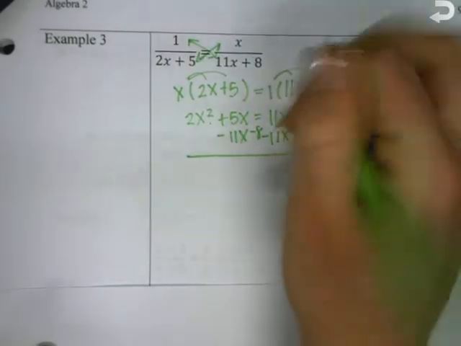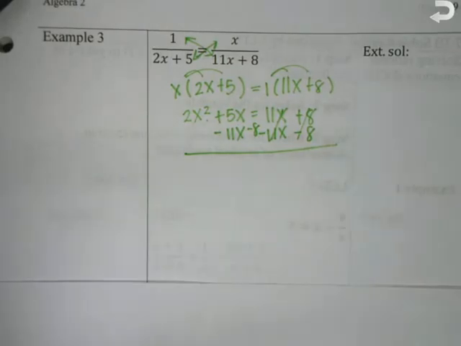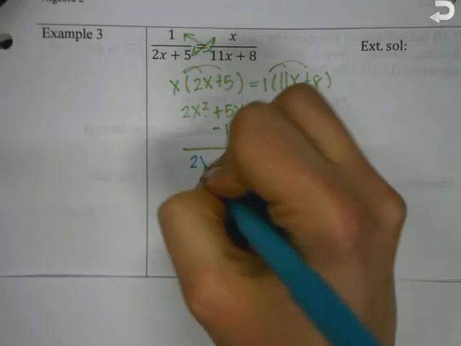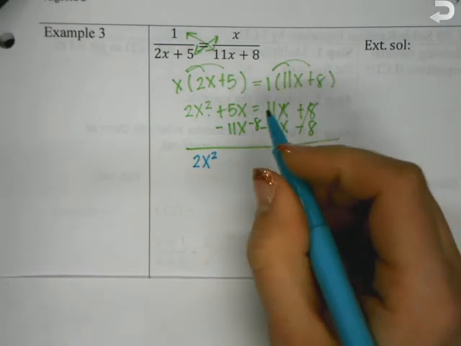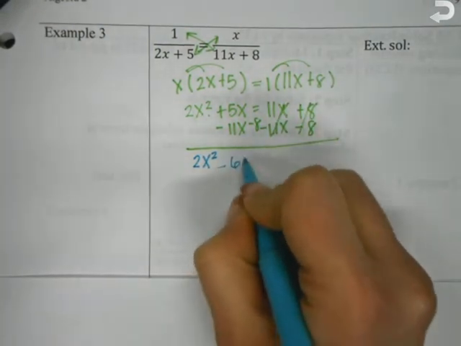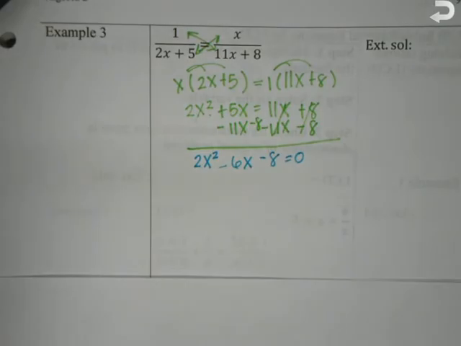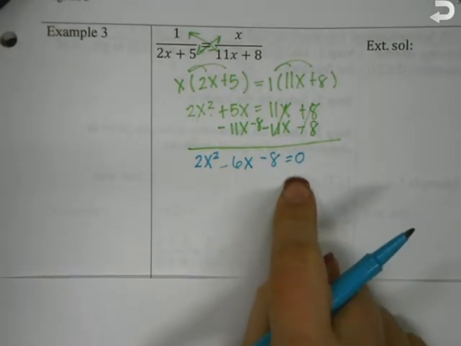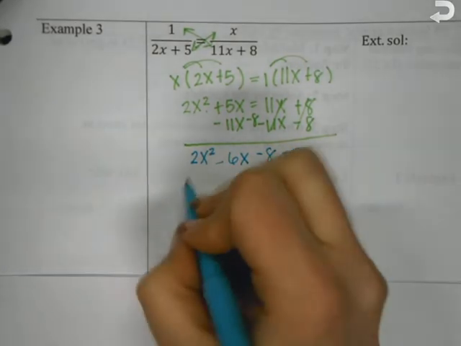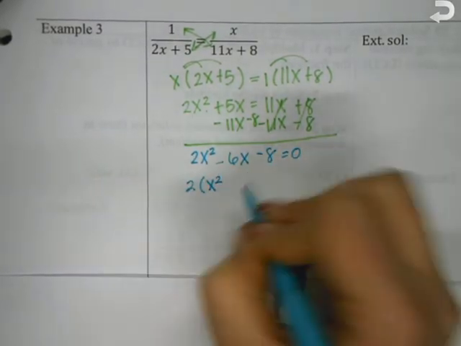So that's going to give me 2x squared minus 6x minus 8 equals 0. And I want to solve this by factoring. The first thing I notice in here is that I have a GCF of 2, so I'm going to take that out. And that leaves me with 2x squared minus 3x minus 4 equals 0.